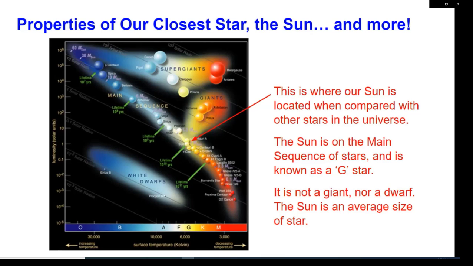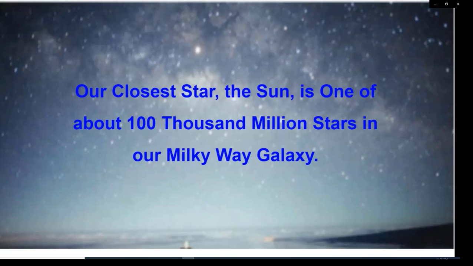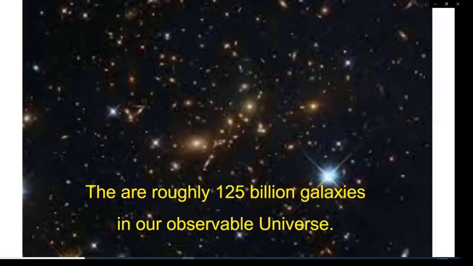Properties of our closest star, the sun, and more. If you look at the arrow, this is where our sun is located when compared to other stars in the universe. The sun is on the main sequence of stars and is known as a G star. It is not a giant or a dwarf star. The sun is an average size of a star. Our closest star, the sun, is one of about 100,000 million stars in our Milky Way galaxy. There are roughly 125 billion galaxies in our observable universe.